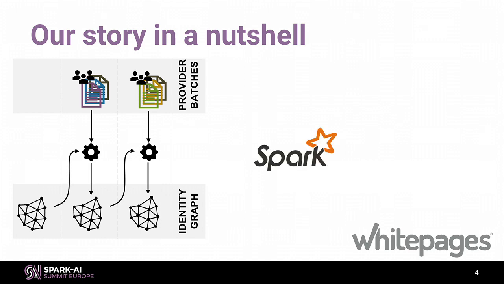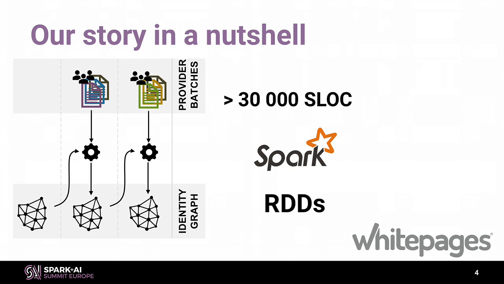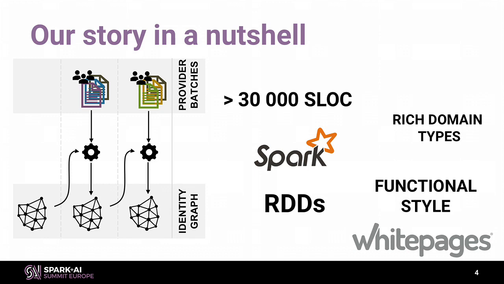So this is a pretty complex application at the end, consisting of more than 30,000 lines of code. And it was written using RDDs. It was a pretty conventional application, what you might expect from a batch Spark application. With RDDs, we modeled our domain types in the form of case classes. We have a huge domain of over 30 case classes, and functional transformations and flat maps, all you can think about.